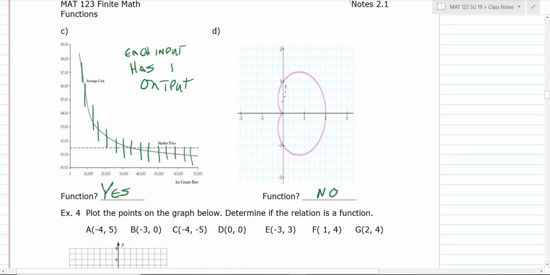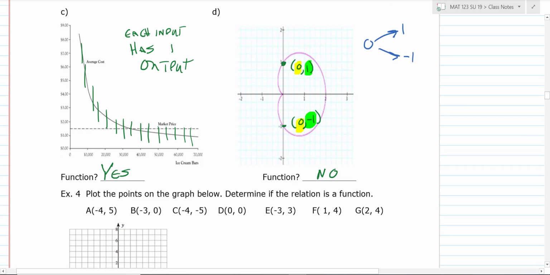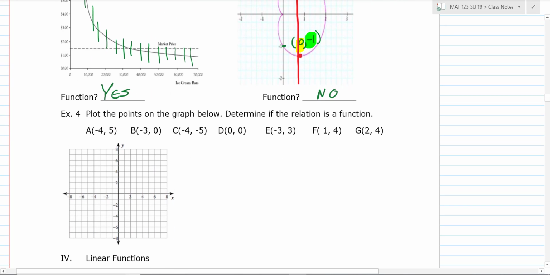I'll kind of reiterate that one more time. This point right here is the point (0, 1). This point right here is the point (0, -1). So again, what happens on this, you have the same input, but you have 2 different outputs. So that's not a function for that reason. The 0 goes to 1 and the 0 goes to -1. You can't have that. And again, this one would fail the vertical line test virtually everywhere except this point here. So all you got to do is find one vertical line that crosses through 2 or more points.